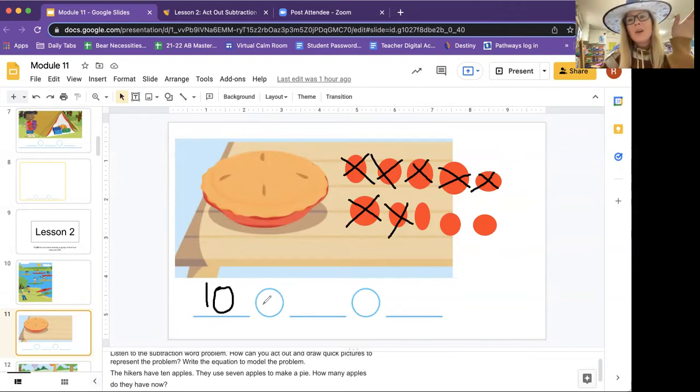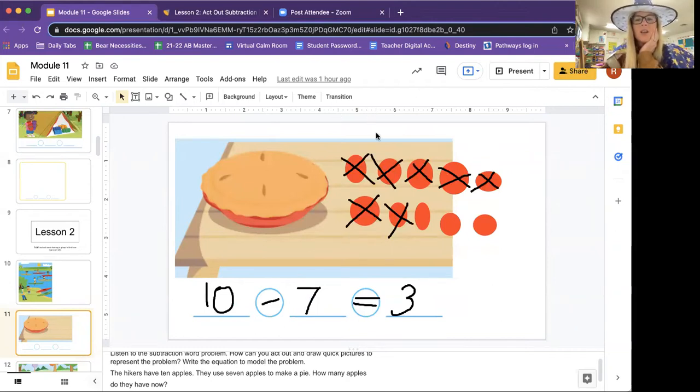And we put 7 of them. We took 7 of them and put them in a pie. So it's takeaway because we had our group of apples and we're taking away. How many did we take away? 7. Yes. And then how many do we have left? Equals 1, 2, 3. 3 apples left that are not in the pie. All right, very good.